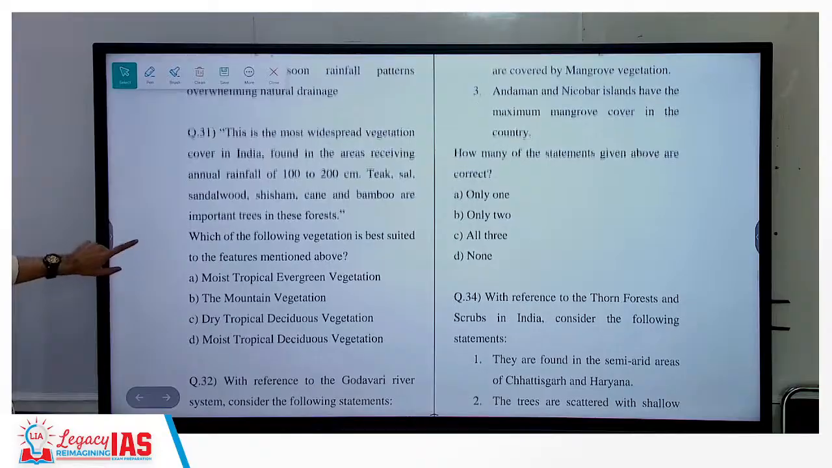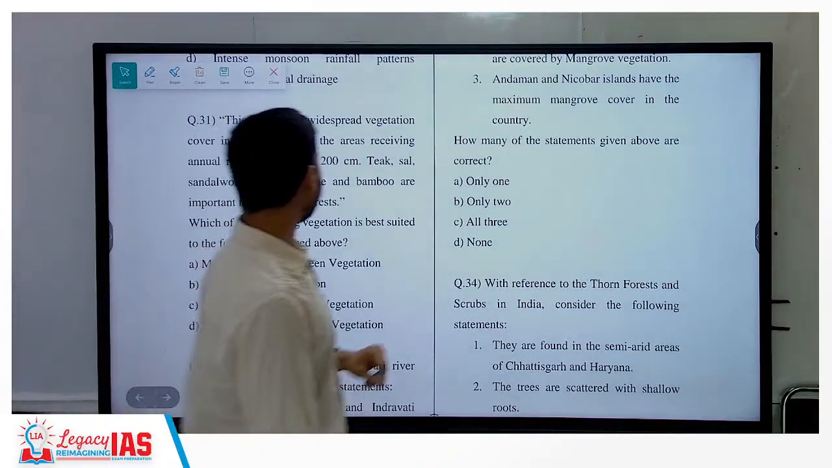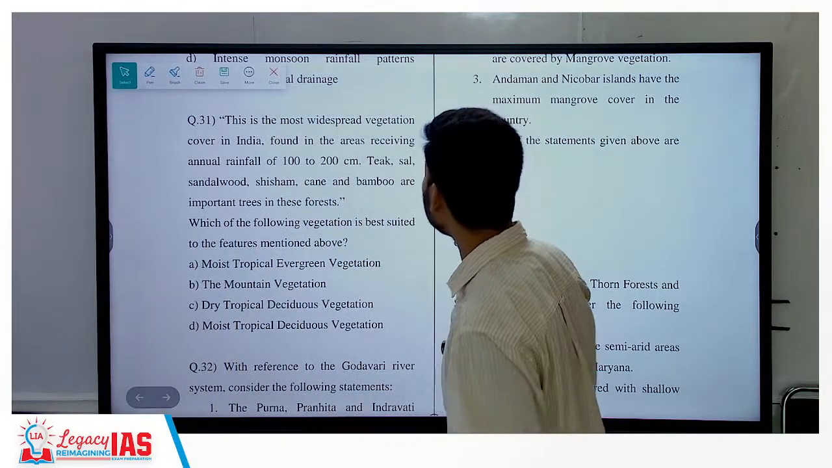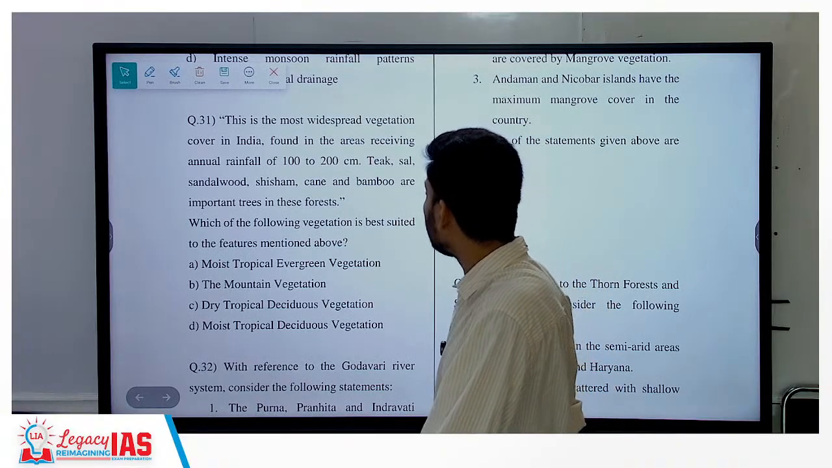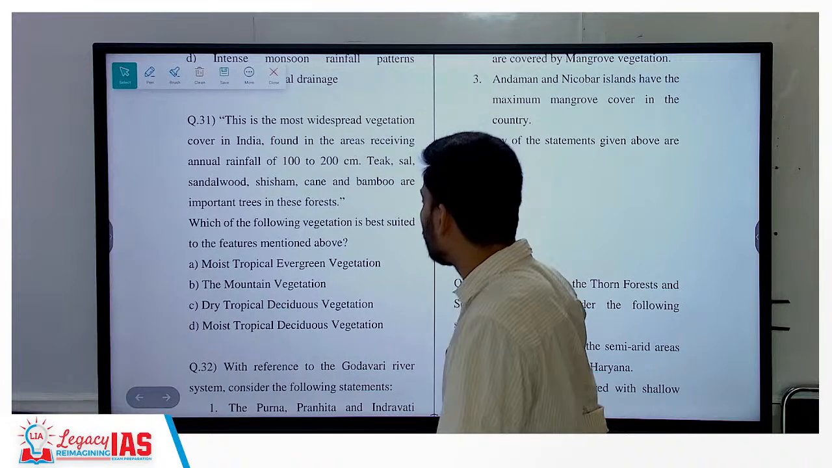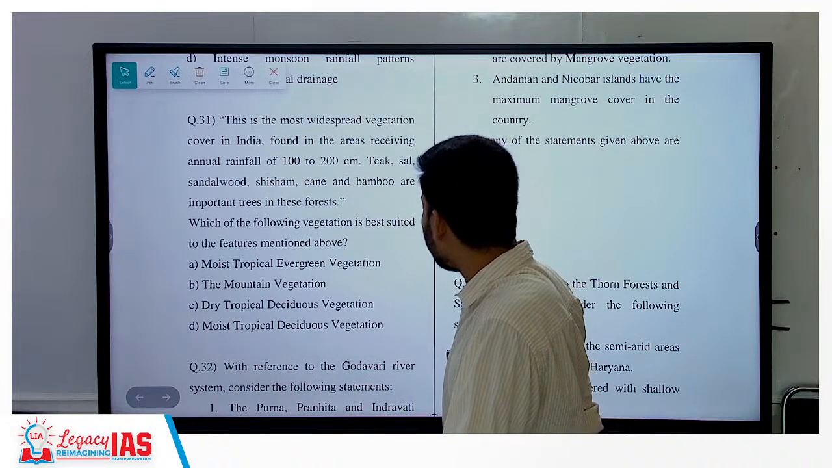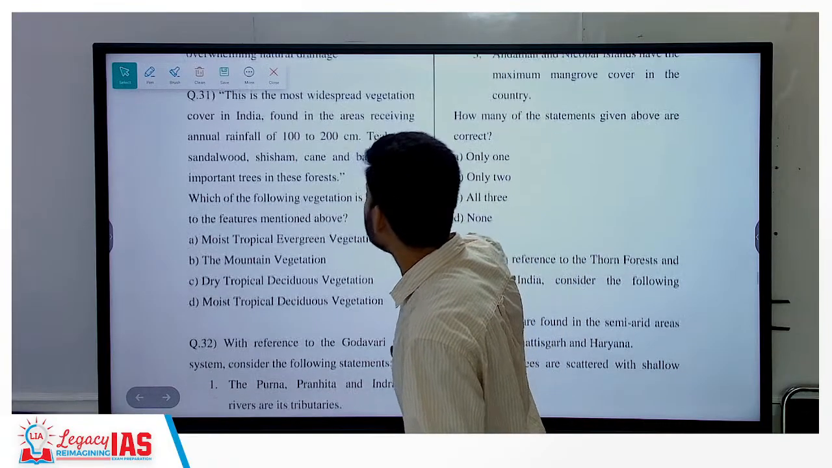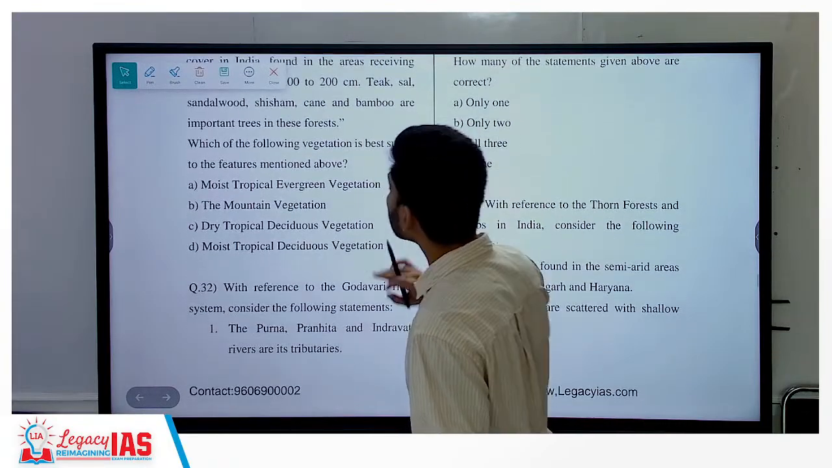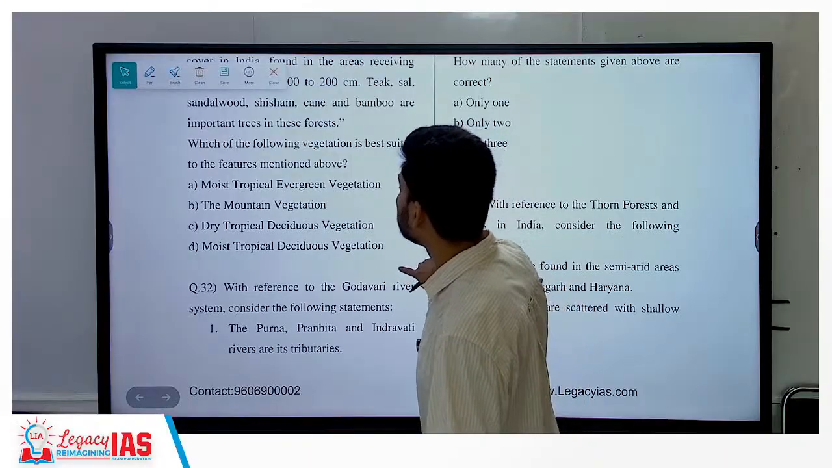Then this is the most widespread vegetation cover in India, found in the areas receiving annual rainfall of 100 to 200 centimeter. Teak, sal, sandalwood, sesame, cane, bamboo are important trees. Which of the following vegetation? Moist tropical deciduous vegetation. D. Moist tropical deciduous vegetation, that is the correct option.